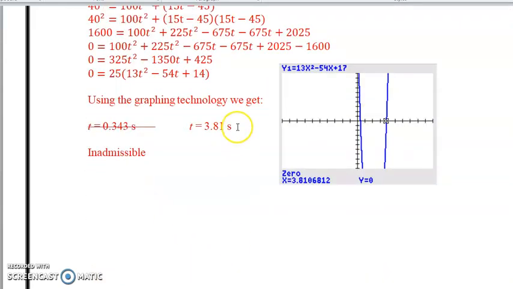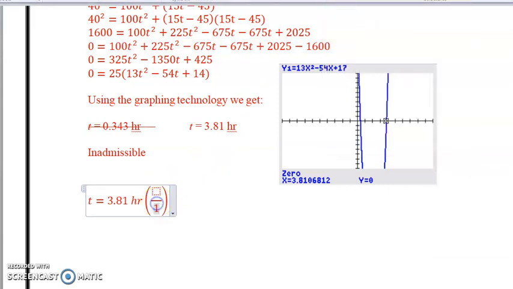So the time is equal to 3.81 seconds. Or sorry, that was hours. My apologies. Let me fix that. It was time in hours. So we want to get that to the minute, they said. So what we have to do is convert that.